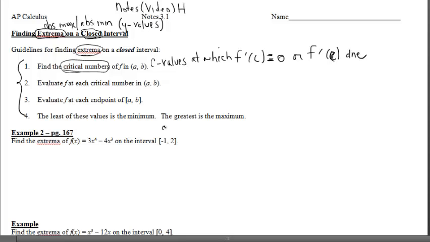Well, first thing I want you to notice is that -1 corresponds to our a value. It's our beginning x, if you will. And 2 is the ending x. So a is -1 and b is 2.